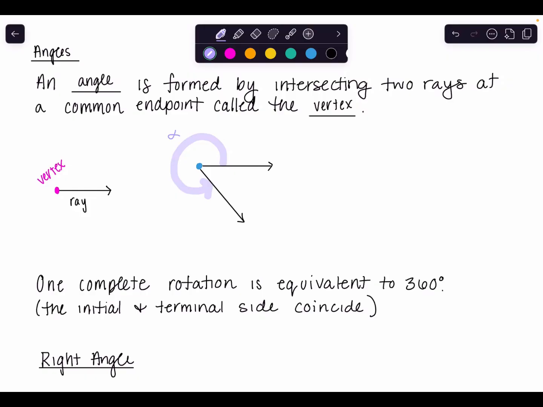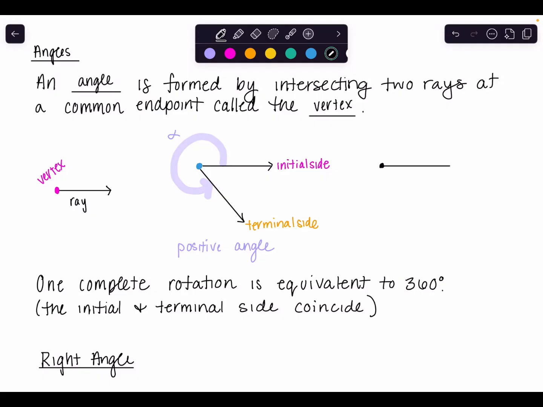Okay? So this first ray here is our initial side. And then where that ray ends is called the terminal side. So in this case, when we move in a counterclockwise direction, we have a positive angle. So we work a little backwards in math. If you move the opposite direction, which is clockwise, that's going to result in a negative angle.